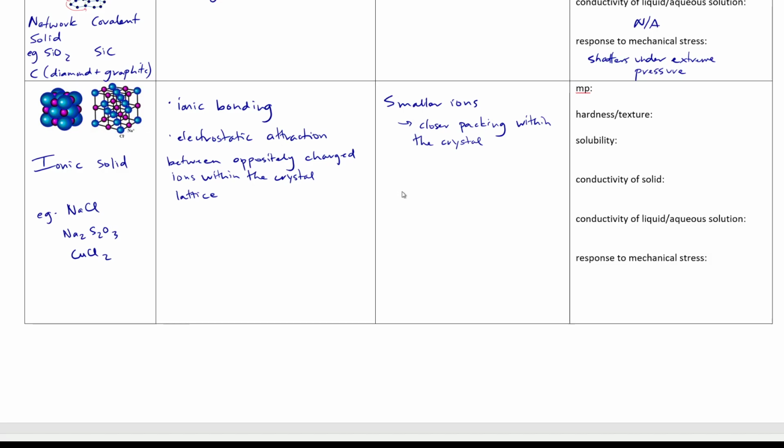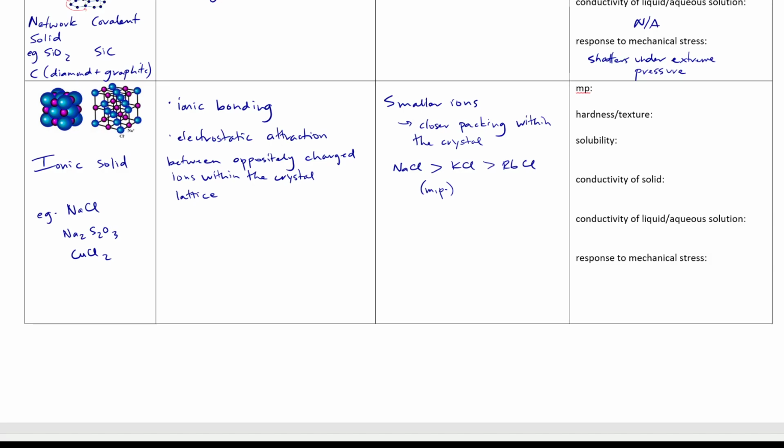So for example, if you take a look at sodium chloride, the sodium chloride crystal is stronger than the potassium chloride crystal, which is stronger than the rubidium chloride crystal. Okay? And we look at the strengths by looking at their melting points. So if you look at the melting point for sodium chloride, and you look at the melting point for potassium chloride and rubidium chloride, sodium chloride would have the highest melting point of those crystals.